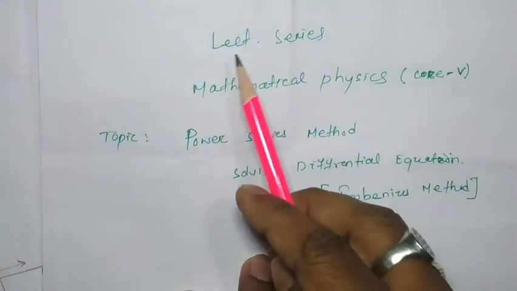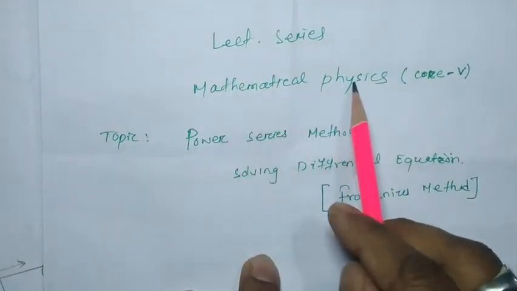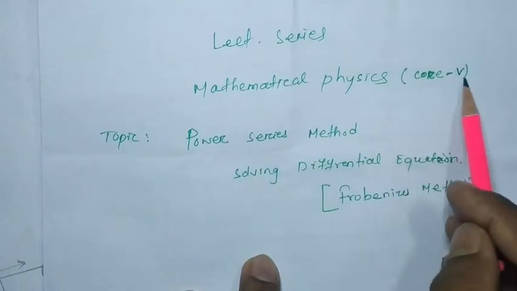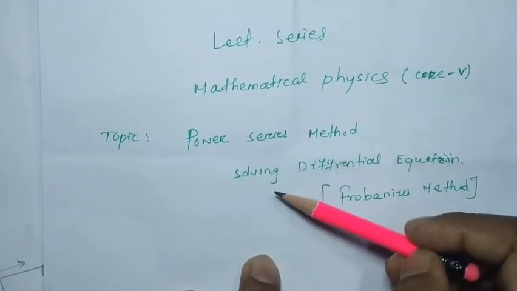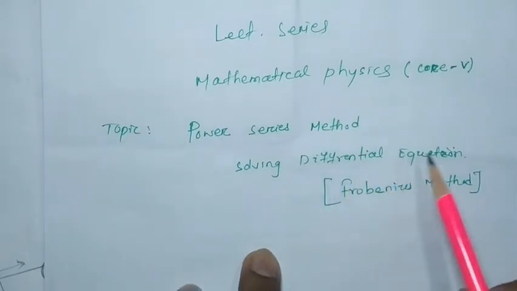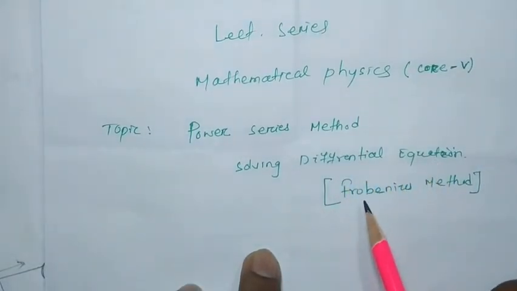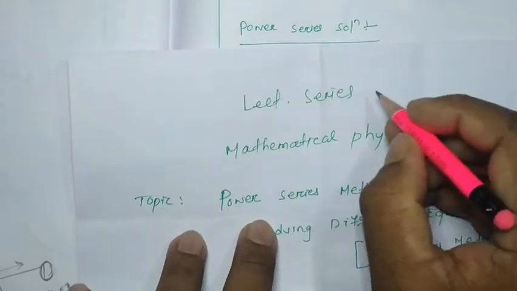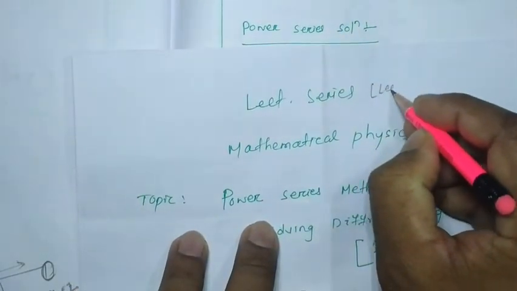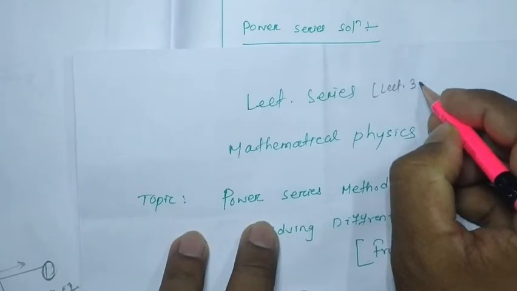I welcome all of you to our lecture series on mathematical physics, belonging to Core 5. The topic is the power series method for solving differential equations, the so-called Frobenius method, and this is lecture number 35.